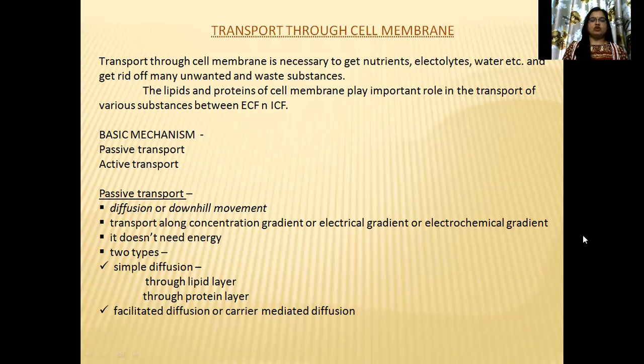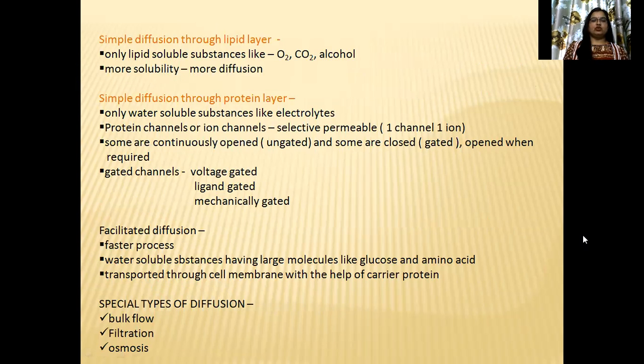Passive transport is also called diffusion or downhill movement because transport is along the concentration gradient, electrical gradient, or electrochemical gradient. It doesn't need any energy. It is of two types, simple diffusion and facilitated diffusion or carrier-mediated diffusion. Simple diffusion is of two types, through the lipid layer or through the protein layer. First is simple diffusion through the lipid layer. Only lipid-soluble substances like O2, CO2 and alcohol. More solubility, more diffusion.